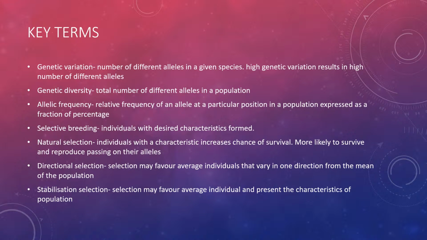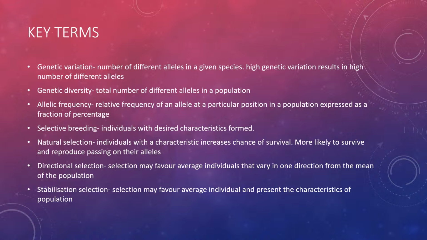Key terms. Genetic variation is the number of different alleles in a given species. High genetic variation results in a high number of different alleles. Genetic diversity is the total number of different alleles in a population. Allelic frequency is the relative frequency of an allele at a particular position in a population, expressed as a fraction or percentage.